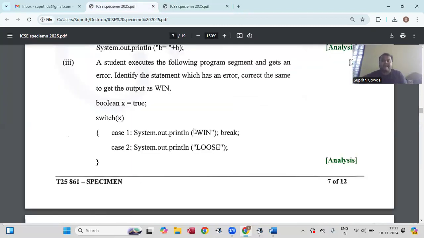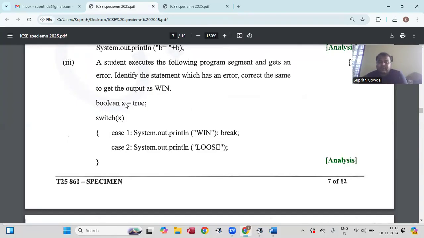Again, what about the switch? Instead of boolean x, you are going to take int x. Instead of the data type being boolean, it is integer x. Instead of true, you can take 1. So switch of x. According to this, the output is win or lose. Win means case number 1.